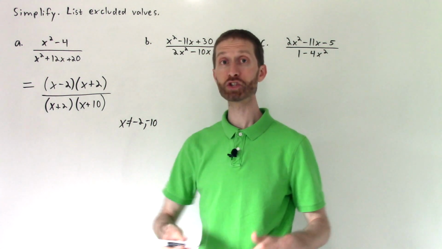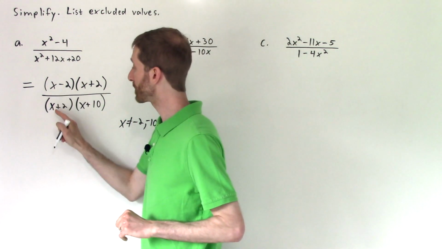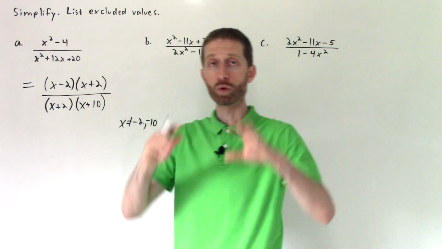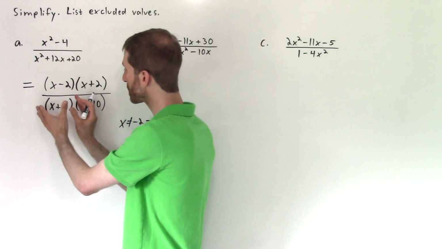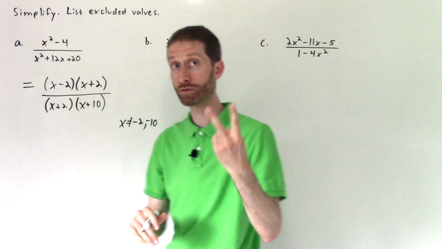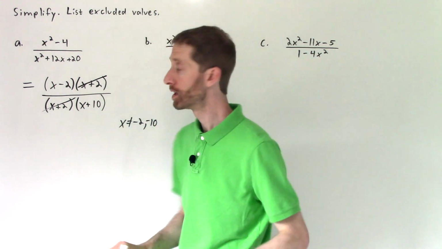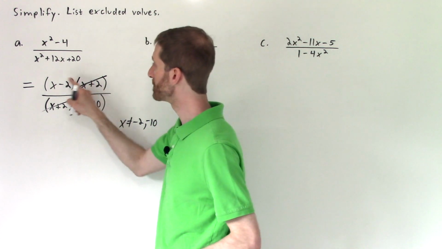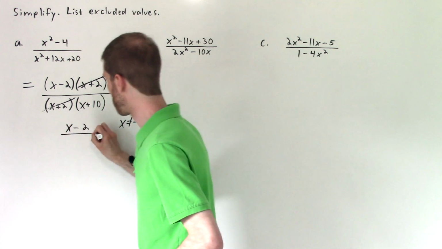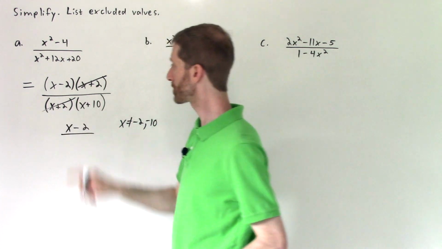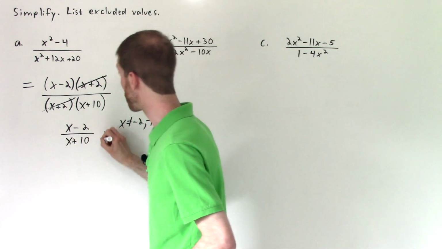Now all we have left to do is divide out common factors. Be very careful. We are not dividing out x's, we're not dividing out 2's. We're dividing out the entire group. So x plus 2 and x plus 2 are the two factors, and both of them divide out and equal 1. So you technically have 1 times x minus 2, which is x minus 2 in the numerator, and 1 times x plus 10 in the denominator. And that is our simplified version.